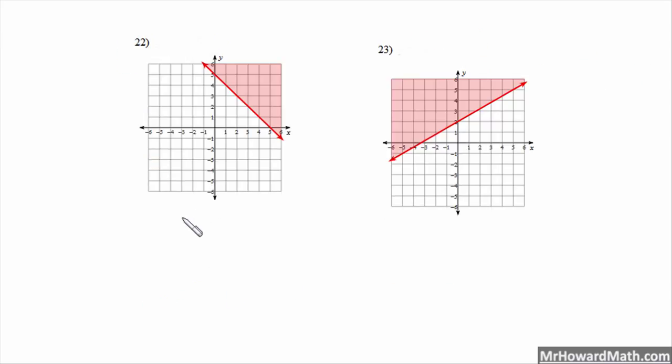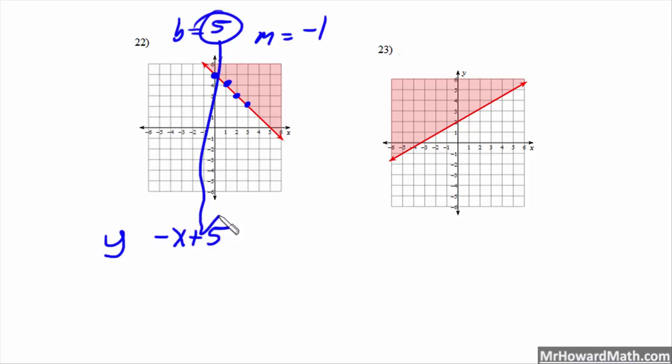Alright, here on 22 and 23 we are still writing equations of linear inequalities. So y-intercept here is 5, so b equals 5. And then my slope, I can tell, has perfect points here. It's going down 1, right 1, down 1, right 1. So my slope is negative 1. That means my equation will be y, negative x plus 5. That's the y-intercept right there, and the slope right there.